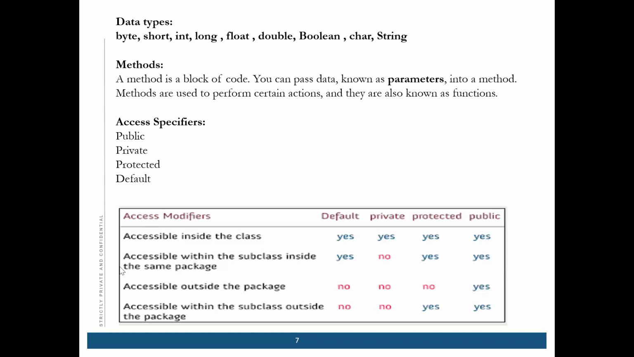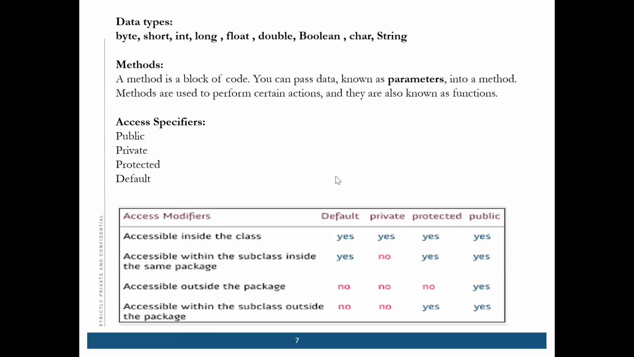Where all we can use the public specifier is inside the class, within the subclass, inside the same package. What is a package? That also we will learn later. Access outside the package, so here everything is yes in public. Access within the subclass and outside the package, so if your methods are public, then anywhere you can access those things. Everything we will learn at a later point of time, the packages and subclasses.